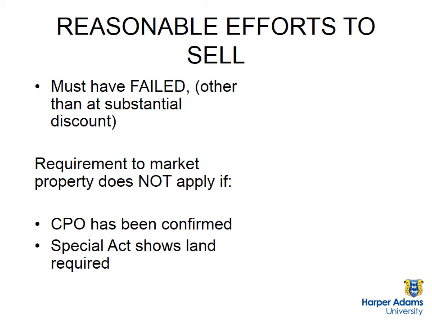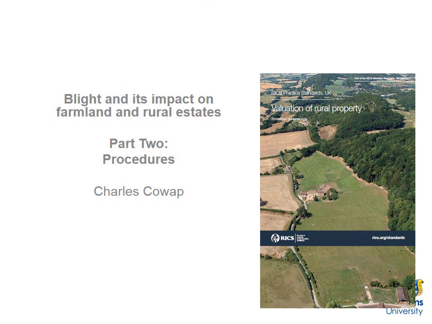So, we have seen that you must be a qualifying person. There are 3 categories. And we have seen that your property must be blighted in the statutory meaning of that term, and you must have failed in your attempts to market the property, unless compulsory purchase is at a much later stage, where either the compulsory purchase order has been confirmed or the land is shown as required in a special act.